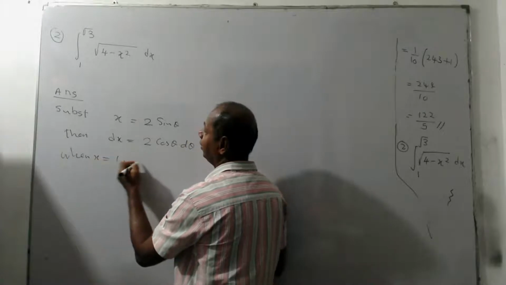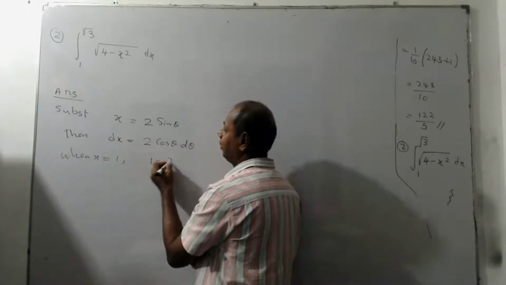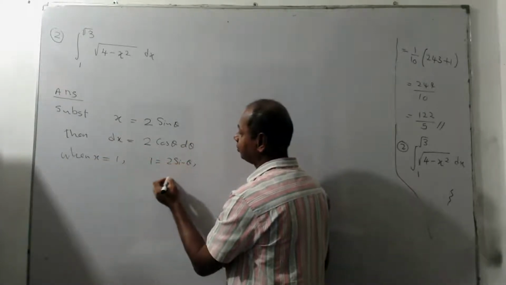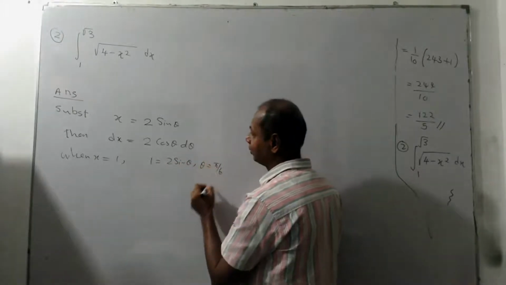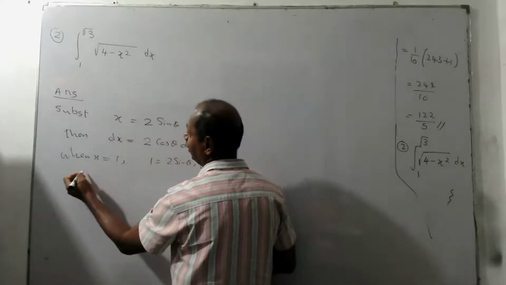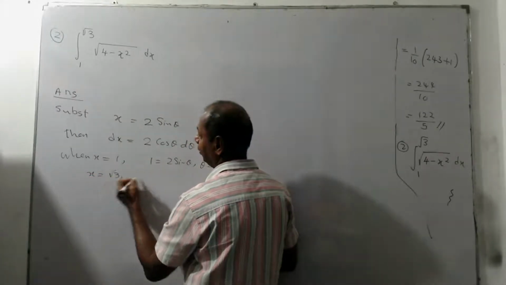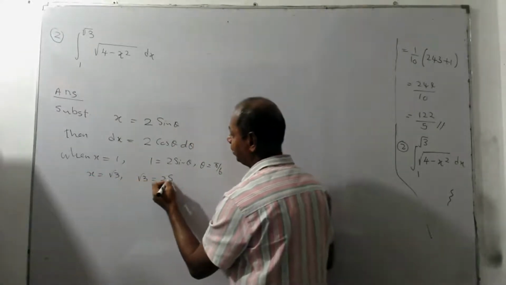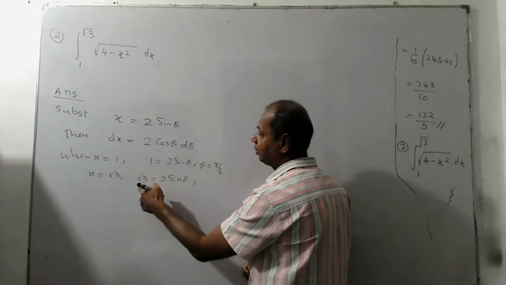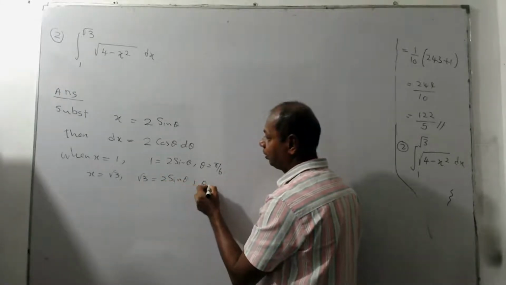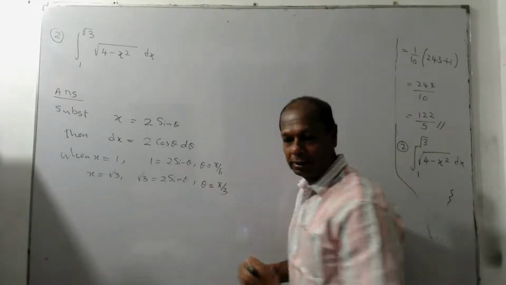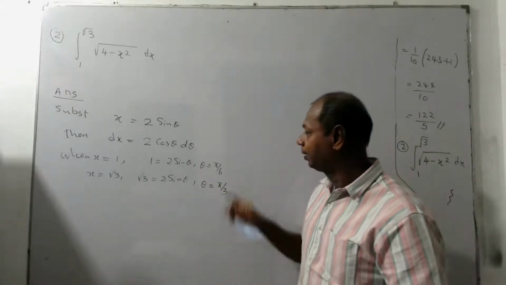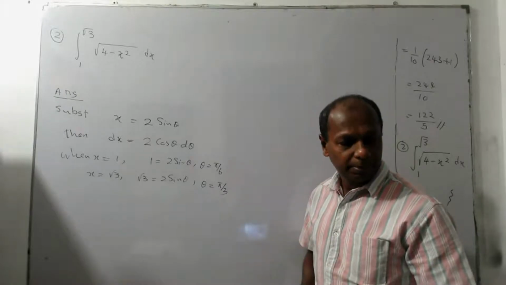New variable is theta. When x equals 1, you get 1 equals 2 sine theta. Sine theta equals half, so theta will be equal to pi by 6. When x is root 3, you get root 3 equals 2 sine theta. Sine theta equals root 3 over 2. Theta will be equal to pi by 3. The new limits are pi by 6 and pi by 3.